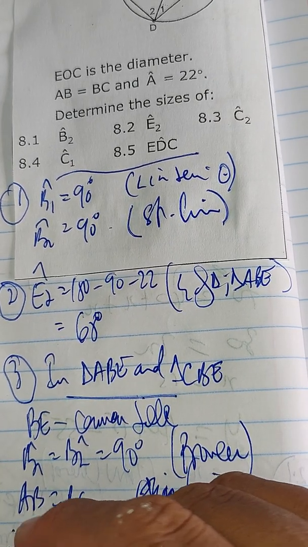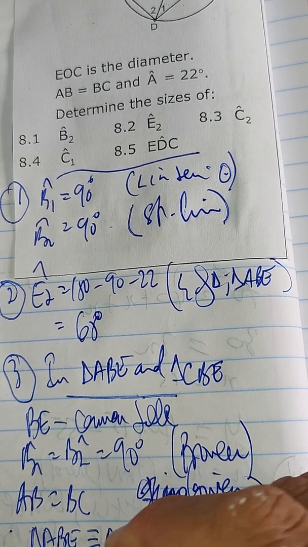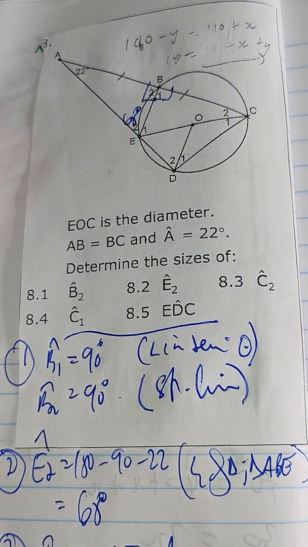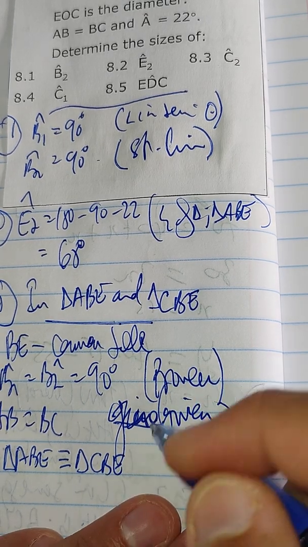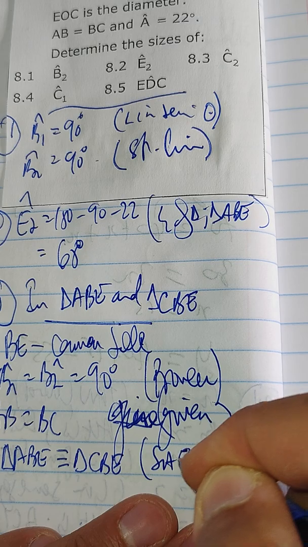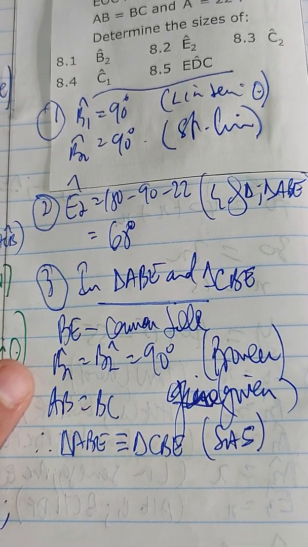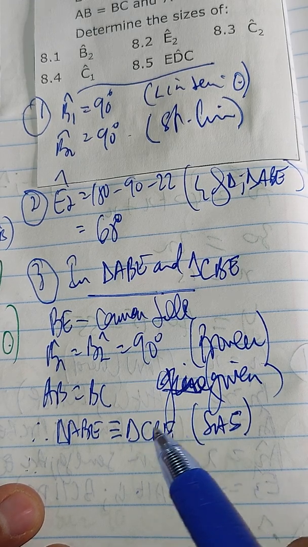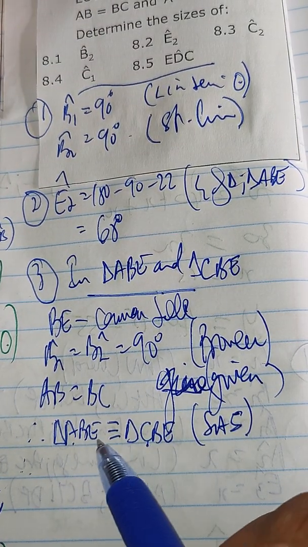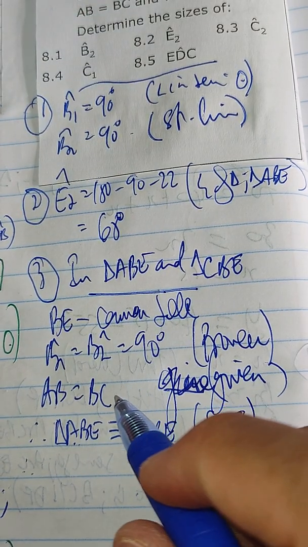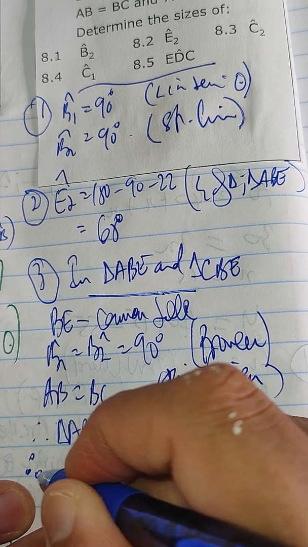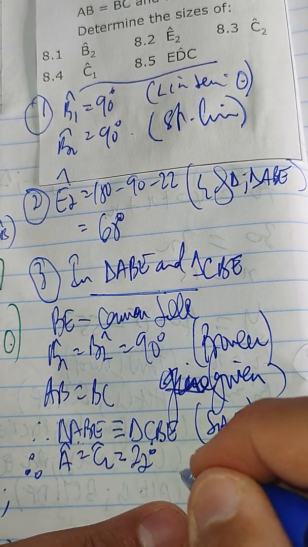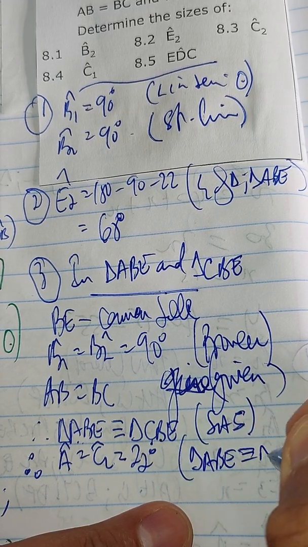So we can conclude therefore triangle ABE is congruent to triangle CBE. Is the order right? ABE, CBE. Yes, it is correct. The reason for congruency there is side angle side. Even though I used the right angle, we didn't use the hypotenuse, which is the side opposite the right angle, so it must be side angle side. Now if these triangles are congruent, angle A of that triangle is equal to angle C of that triangle. Therefore angle A is equal to angle C2, which is equal to 22 degrees. Why? Because triangle ABE is congruent to triangle CBE.